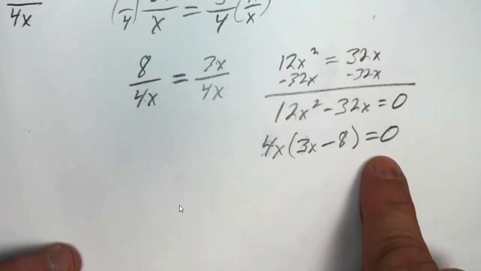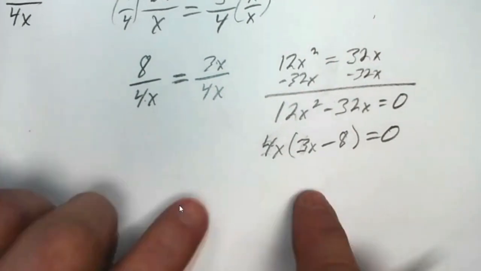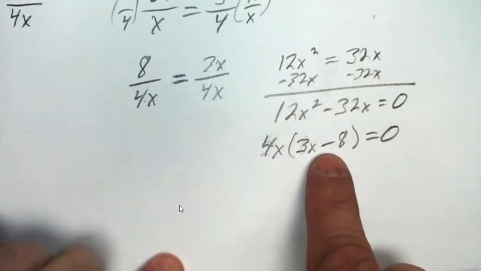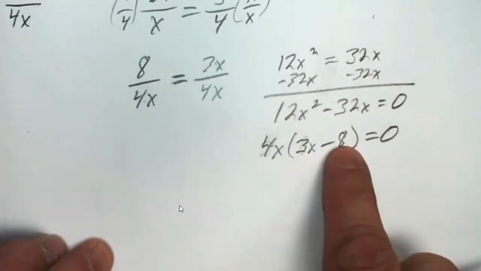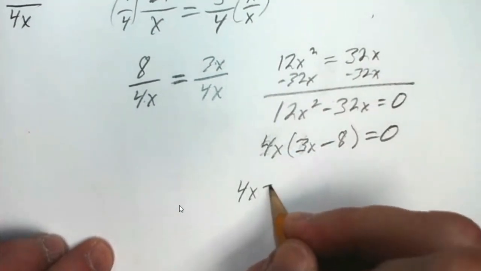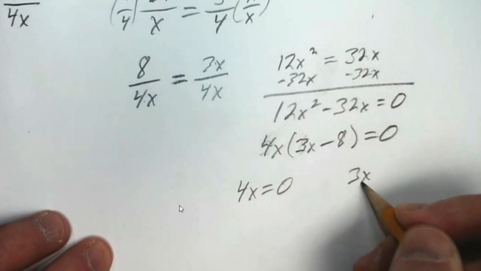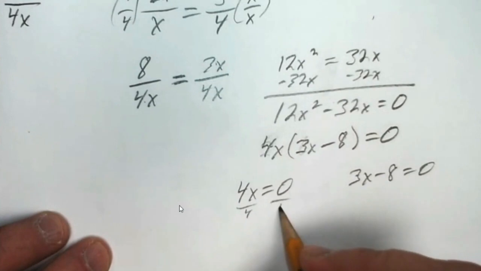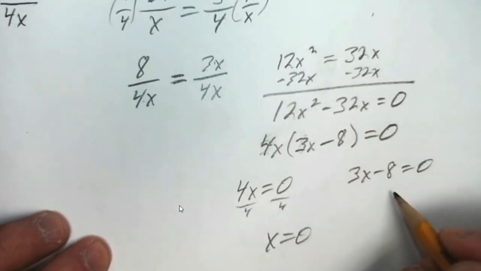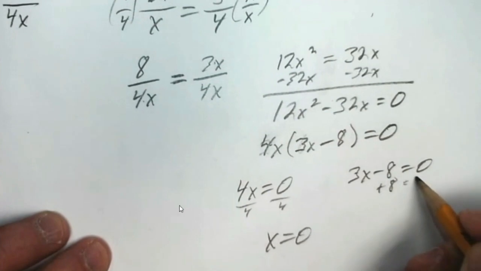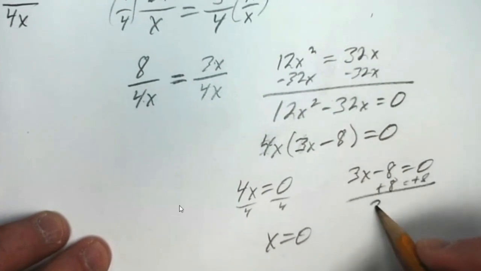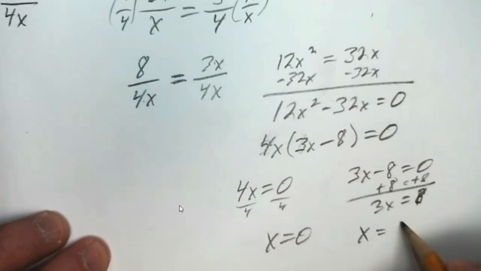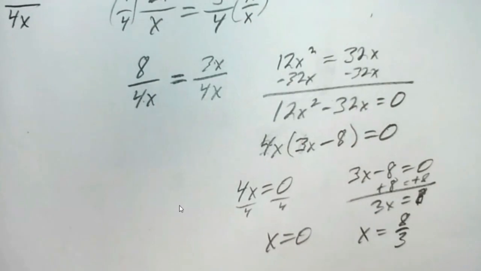So to find the solutions, we take each of these. If this is 0, then multiplying these together is 0. So one of those or both of those could be 0. So 4x equals 0, and 3x minus 8 equals 0. So the two solutions we get: when we divide by 4, x equals 0, and 3x equals 8, so x equals 8/3.